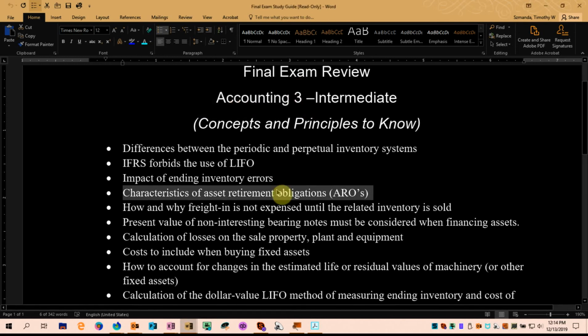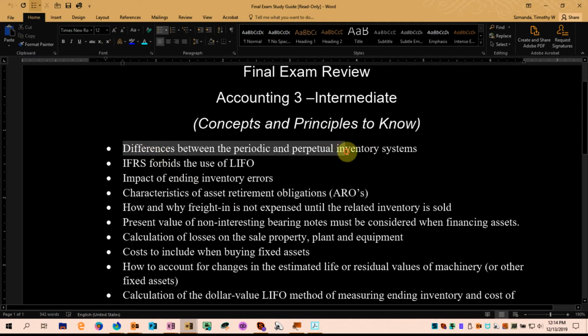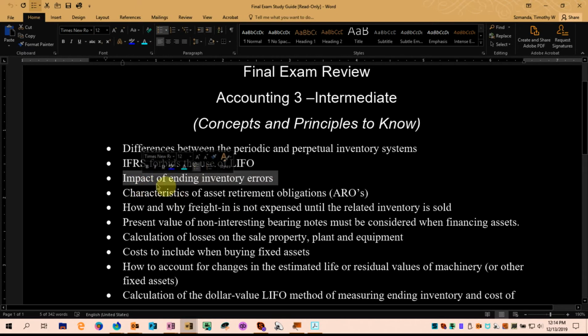In this video I'll be going over the concepts and principles for the final exam. One of the things you'll want to know for the final is the difference between periodic and perpetual inventory systems. You'll want to know the fact that the IRS forbids the use of the last-in, first-out inventory costing method, as well as you'll need to have a pretty clear understanding of the impact of any inventory errors.